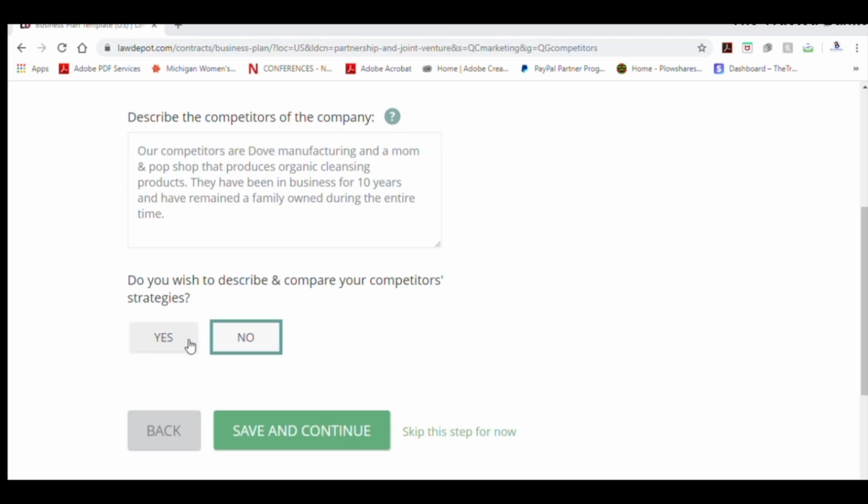Sometimes you have the same strategies. Sometimes you can show how your strategies are going to drum up more business. Sometimes you can show how their strategies weren't cost efficient, and so you're going to try a different strategy, and this is the reason why. So it's good to compare your competitors' strategies and talk about them.